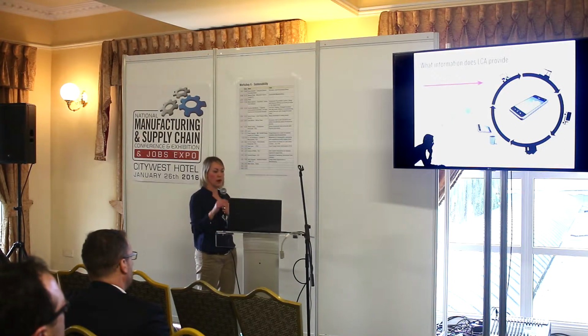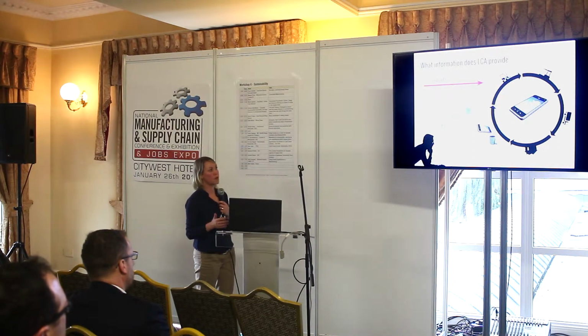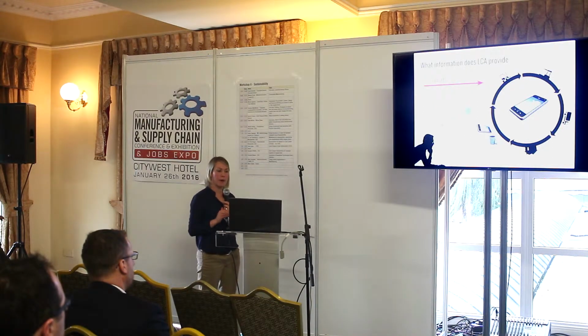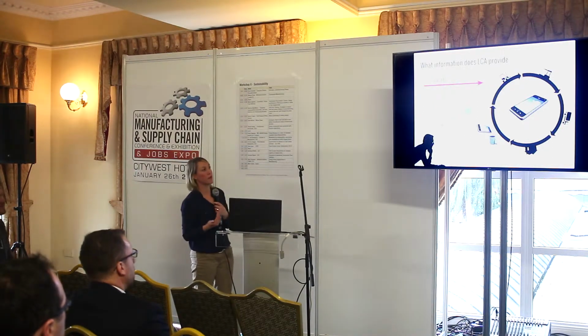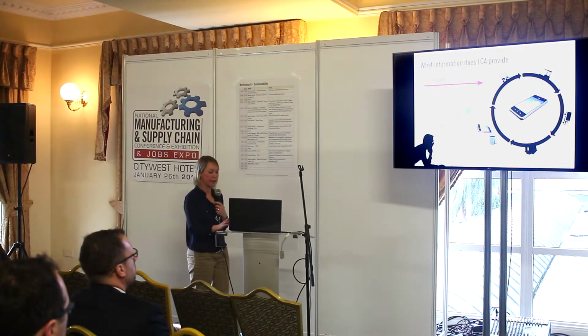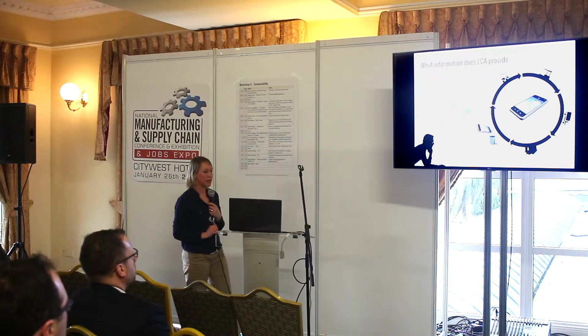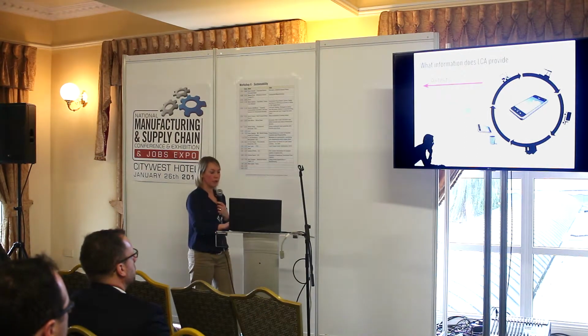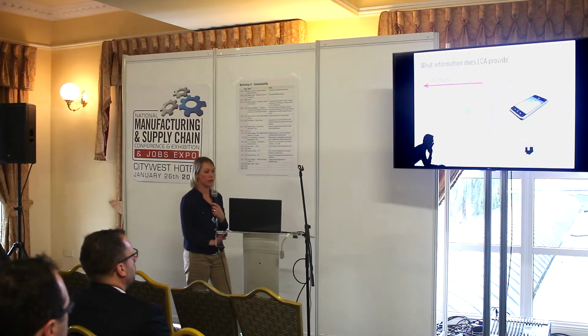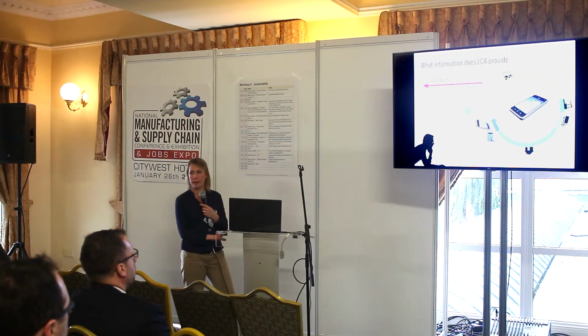In its rawest form, it gives you a list of all the inputs from the environment that are required: energy, water, oil, metal, etc. It's quite a lengthy list, as well as all the outputs, emissions to air, water, soil, waste. And what you'll find is when you have your full inventory, you get a better idea of where the environmental impacts are occurring on your product.